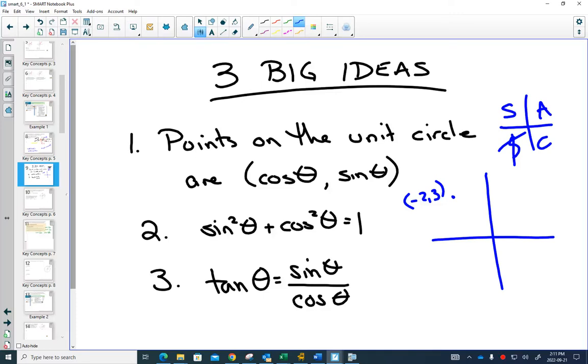Y coordinate will be positive. X coordinate, cos, will be negative. Tan will be sine over cos. Positive over negative. Positive divided by negative will be negative. So your CAST rule actually gets explained by the unit circle as well, which is pretty cool.